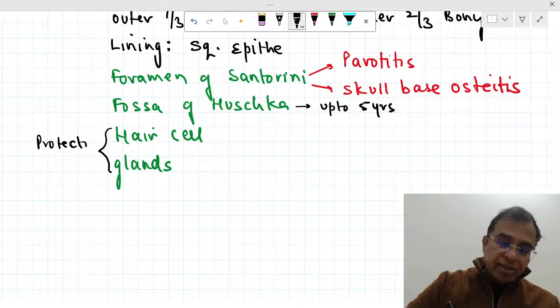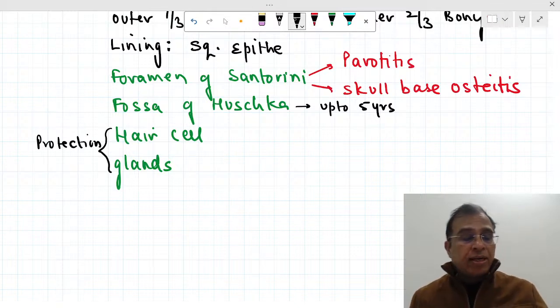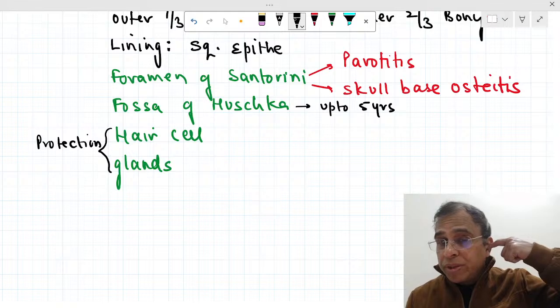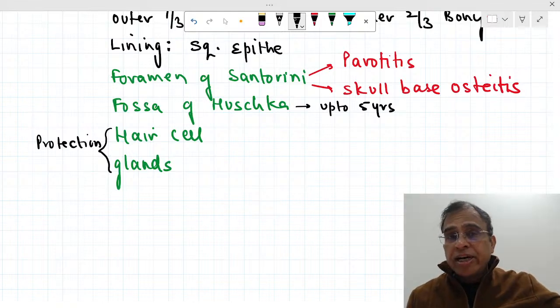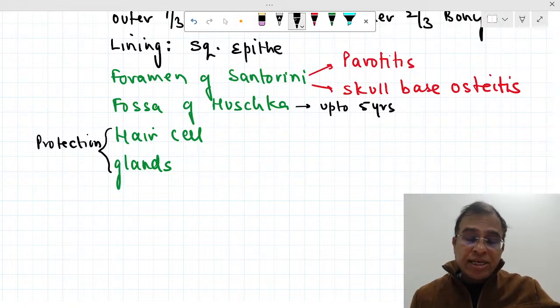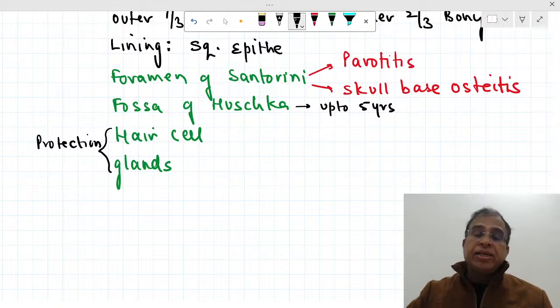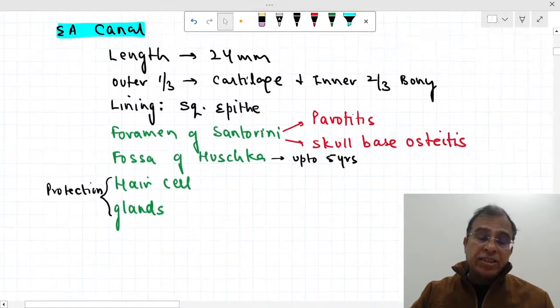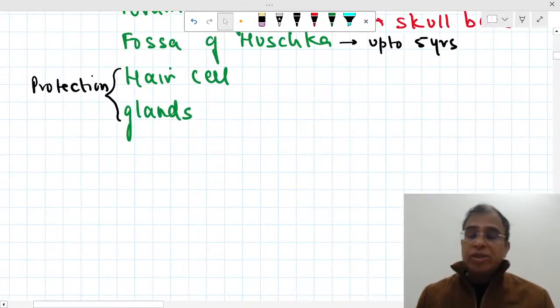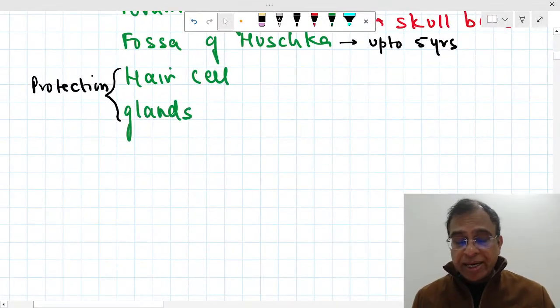They protect the canal from the pathogen that can enter from outside. The canal is open, it is connected to the external environment, so the pathogen can easily enter through this canal and infect the skin of the canal. And that's why we need protection, the hair cells and the gland. And they ask you questions from the gland. So what are the 3 or maybe 4 questions from the gland that are possible?